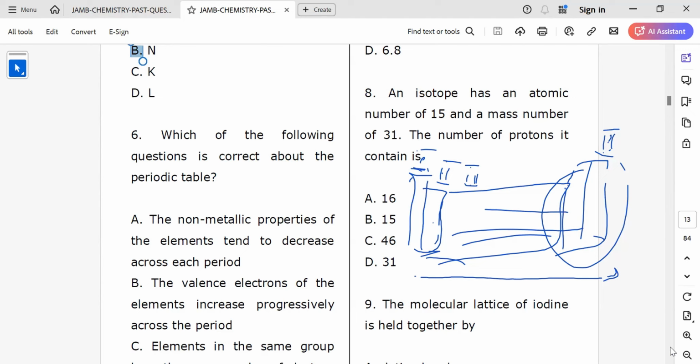So therefore, generally, the non-metallic properties of the elements increase from group 1 to group 8. So therefore, option A is not correct. Then the next thing is option B.